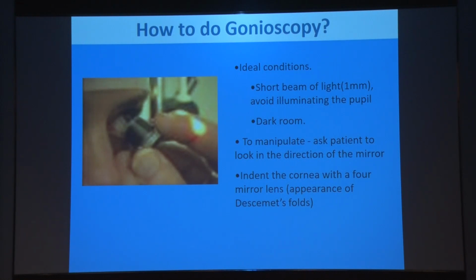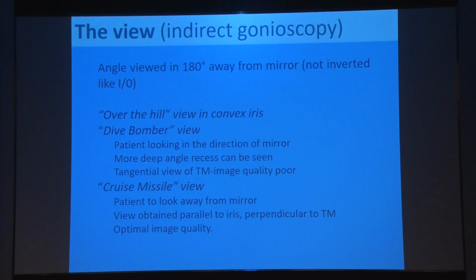The ideal conditions for doing a gonioscopy are a short beam of light, say about 1 millimeter. Avoid illuminating the pupil. And a dark room is essential. To manipulate, ask the patient to look in the direction of the mirror, or indent the cornea with a four mirror and see the Descemet's folds, to see whether there is synechial closure or it's just an appositional angle closure.